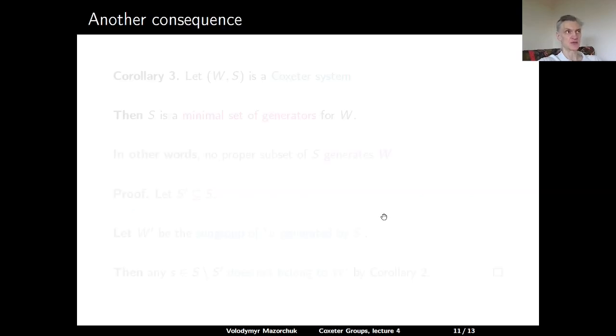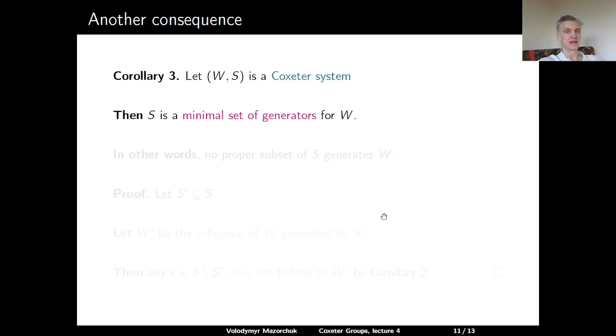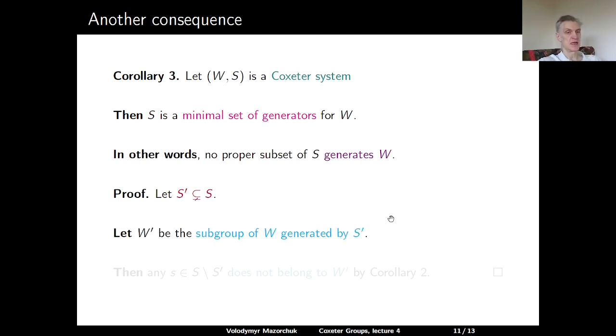And here is another consequence, corollary 3. Let (W, S) be a Coxeter system, then S is a minimal set of generators for W. In other words, no proper subset of S generates W. Proof. So let S prime be a subset of S which is different from S, and let W prime be the subgroup of W generated by S prime. Then any element s which belongs to S but doesn't belong to S prime cannot belong to W prime by corollary 2. And this proves our claim.